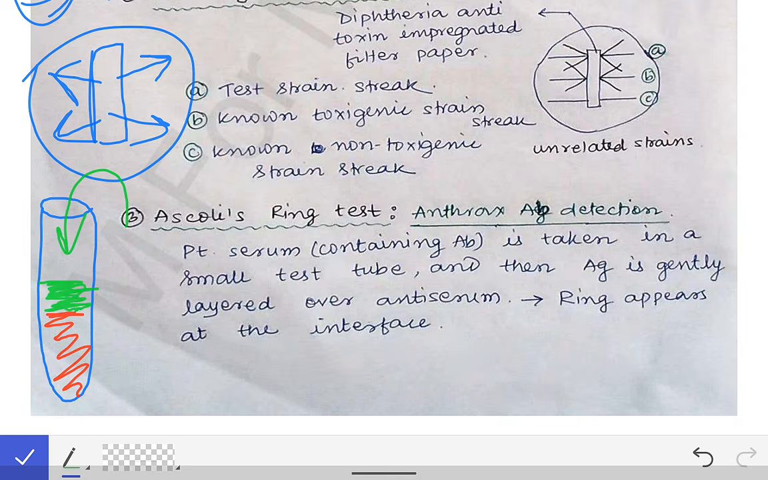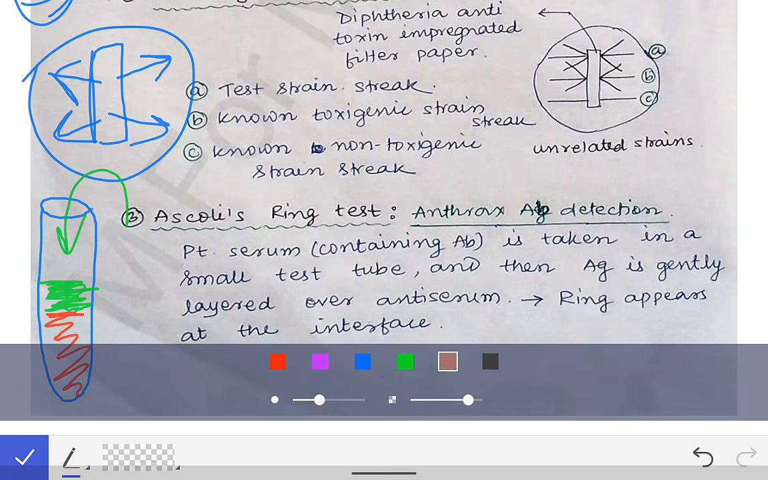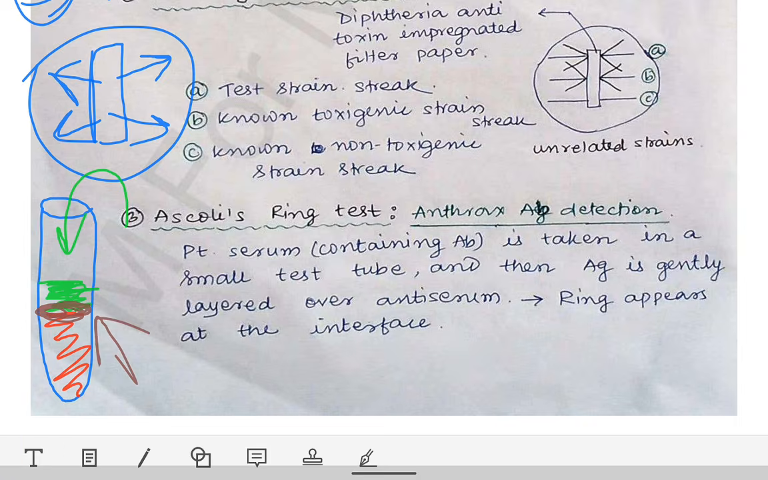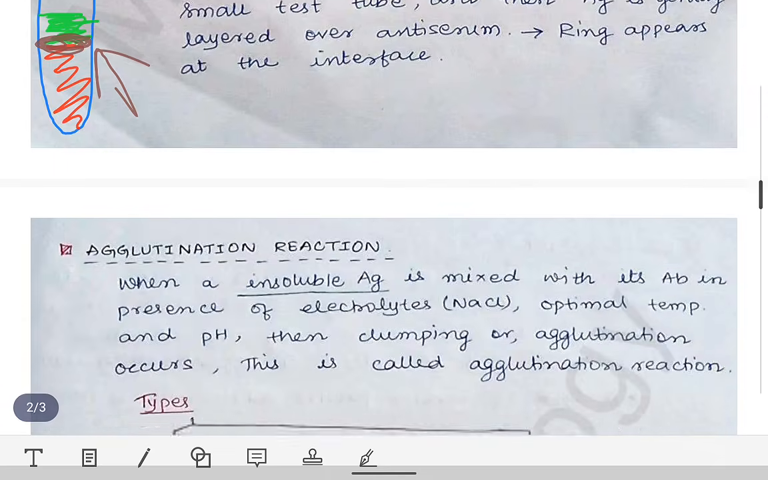Now what we see, if the patient serum is containing the antibody against the anthrax, then there will be formation of a ring at the junction or at the interface of the antigen and the patient's sera. This brown color ring is called as the Ascoli's ring. Okay, so this is nothing but a precipitate forming at the interface. So that's why it is also an example of the precipitation reaction. Okay, so this is all about the precipitation reaction.